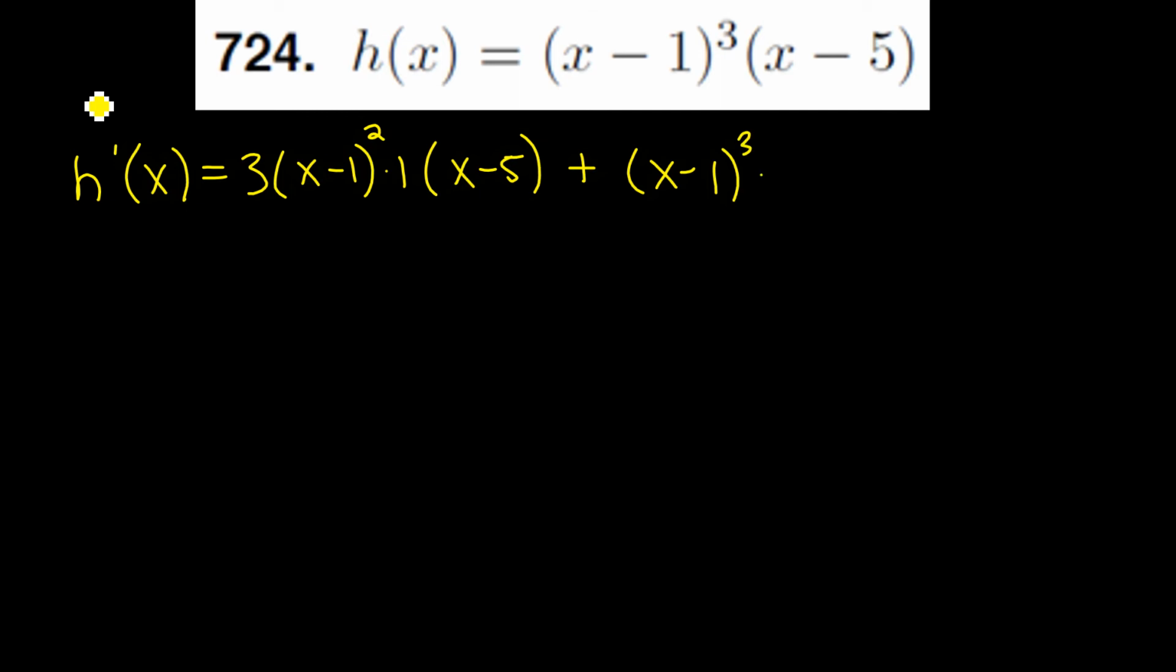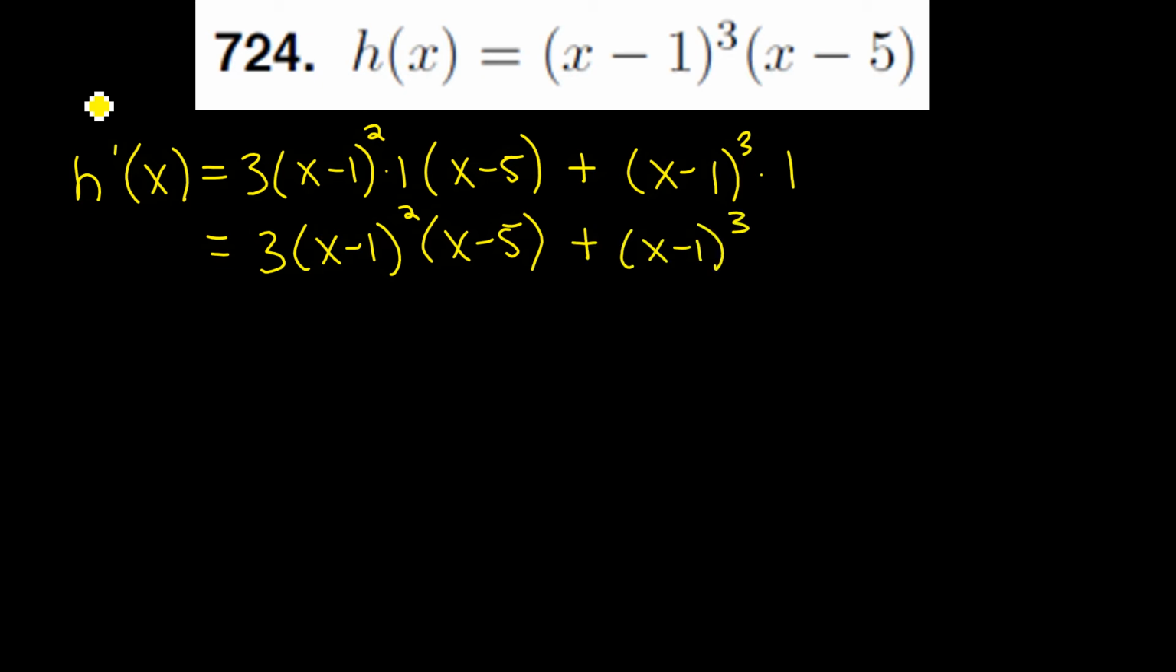So we can clean this up a little bit. We can get 3 times x minus 1 squared times x minus 5, and then we add on x minus 1 cubed. So this is h prime. This isn't a very useful version of it, so we're going to want to factor this, and it's going to make it a little cleaner, easier to look at.